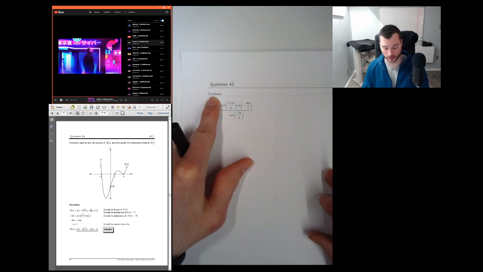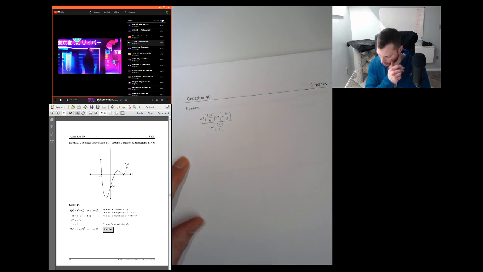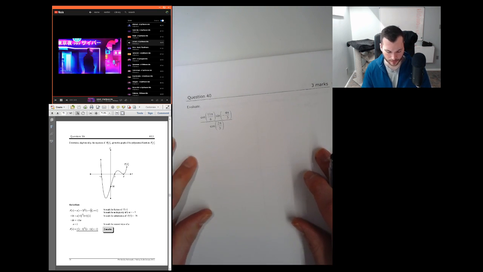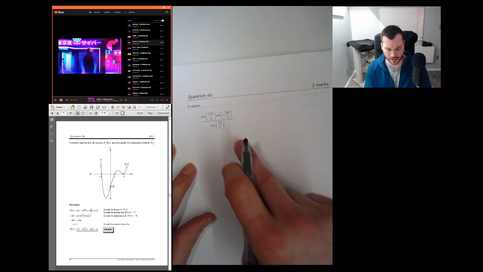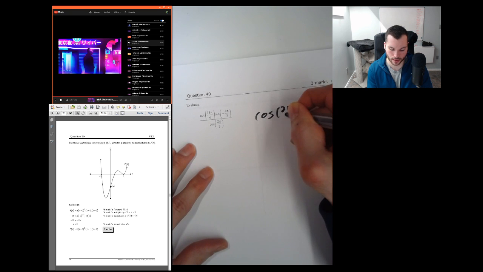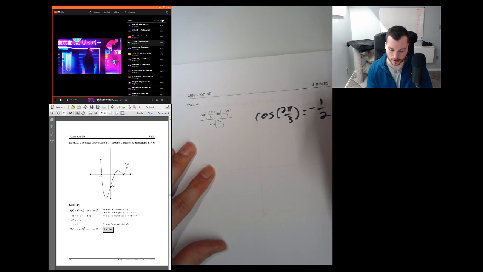Okay, evaluate. Straight up, just evaluate exact values, right? You got to know your exact values. So these look all terrible, but it's not too bad. There's some good ones in this. Cos 2 pi over 3. We should know what that one is. Do I know what that one is? I think that's a half. Yeah, I think that's a half, right?